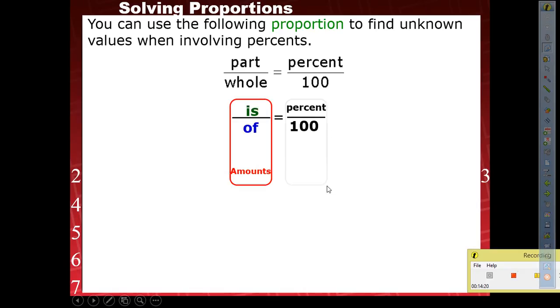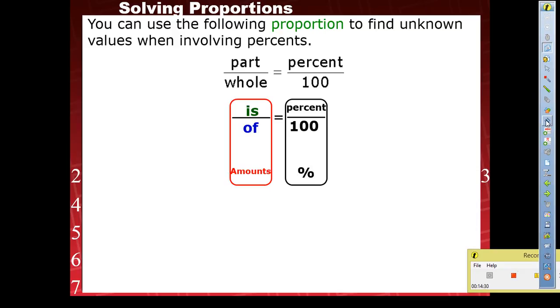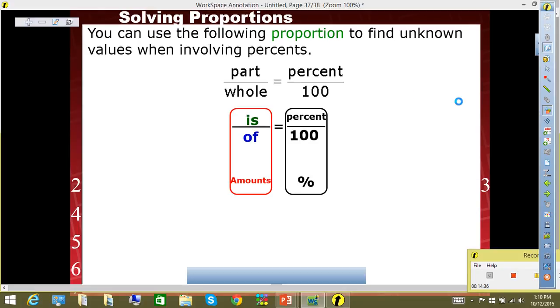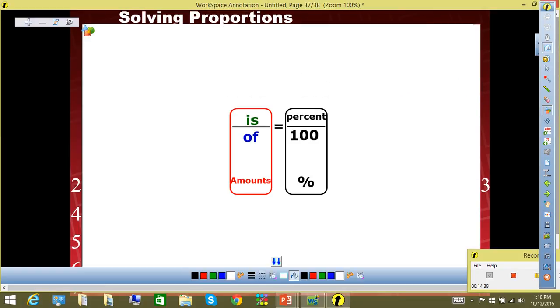This one right here. Is over of equals percent over 100. Is over of percent over 100, sorry. You got it? I know, right?